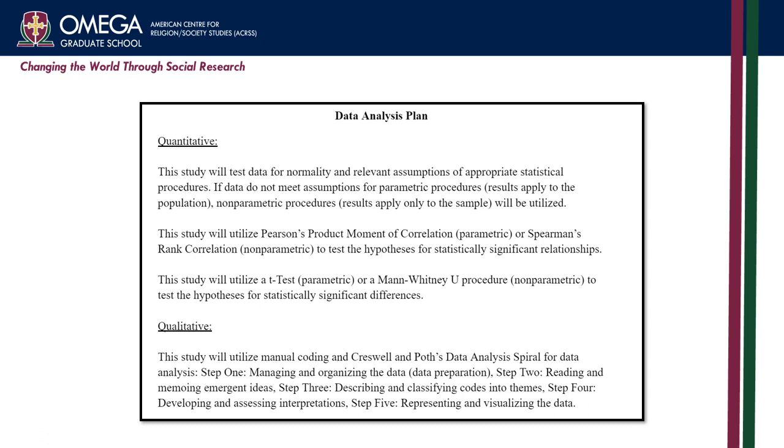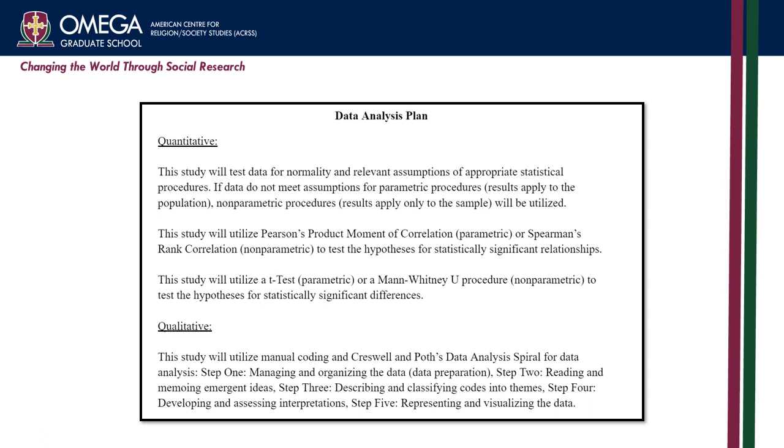So, as an example, for a correlational design, this study will utilize Pearson's product moment of correlation as a parametric test, or Spearman's rank correlation as a non-parametric test, to test the hypotheses for statistically significant relationships. And for a quasi-experimental design, it would read something like this. This study will utilize a t-test, parametric, or a Mann-Whitney U procedure, non-parametric, to test hypotheses for statistically significant differences.